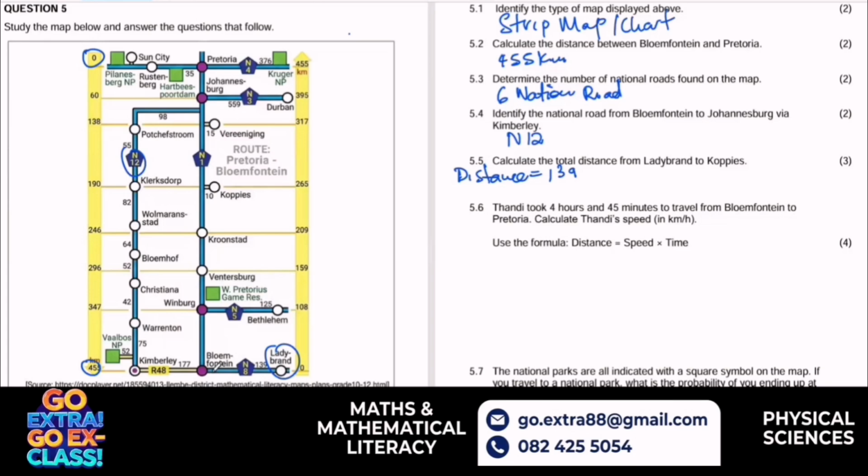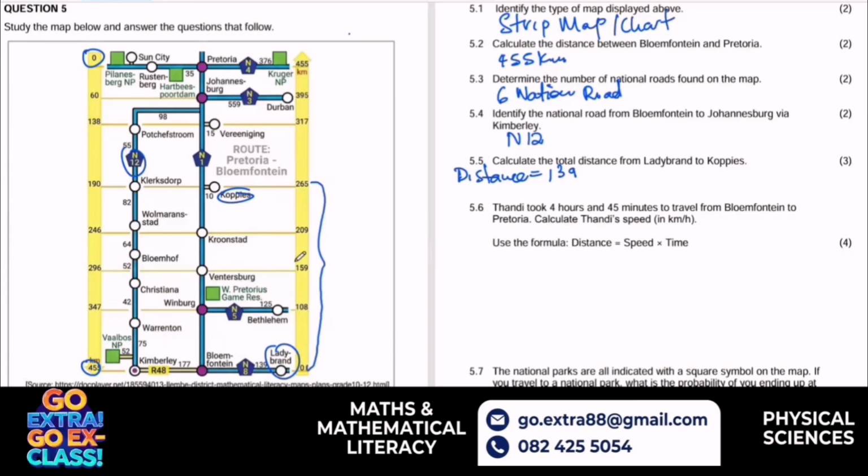But where are we heading, guys? We're heading to Kopies. So here's Kopies there. Now what will be the distance from Bloemfontein to this national road where it corresponds with Kopies there? For the distance from here to there, we can use the right-hand side. You can look at the distance here. Here is the distance there.